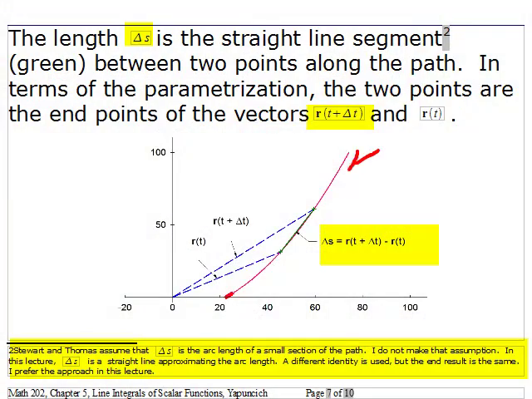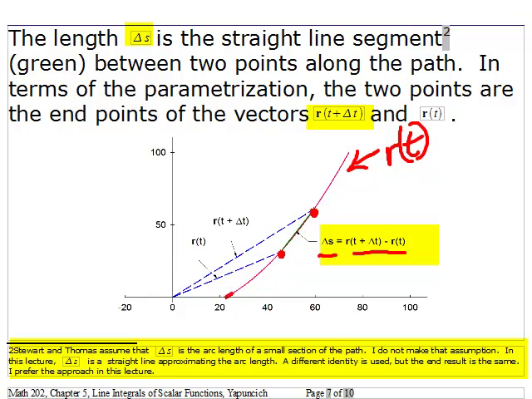So this is r of t, which is the parameterization of this particular path in space. In this case, just along this line here. Now the difference between these endpoints I write as delta s, and it is a straight line. You can't really see it here, but it is a straight line.